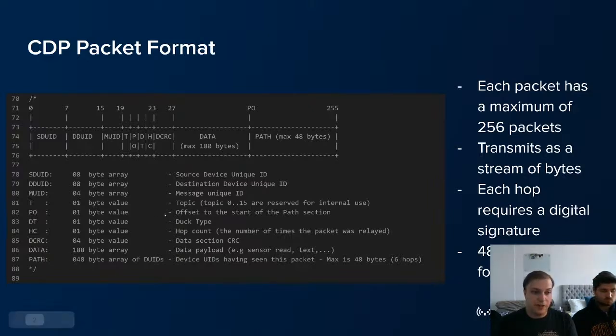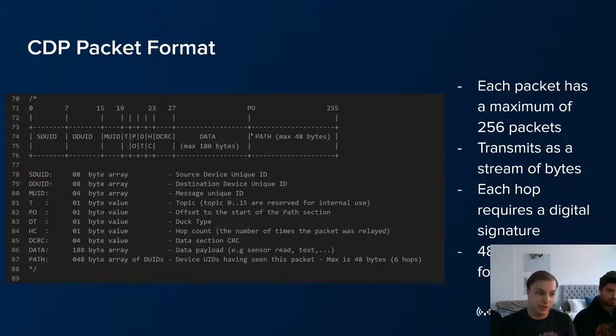The next part is the offset. One thing to keep in mind is that there are 2 areas of the packet which have variable lengths. So far we've said the device ID is always 8 bytes, the target is always 8 bytes, and the message ID is always 4 bytes. But there are 2 parts of this packet that have variable lengths, and that's the payload and the path. To account for that we have an offset, which tells us when the path starts.